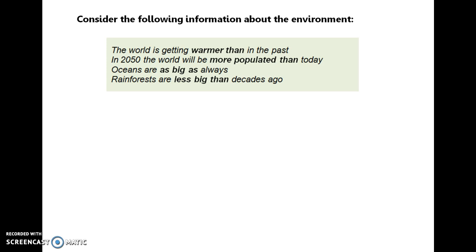As you can see, each of these sentences has a comparative adjective. In the first sentence, we compare temperature in the past and today. In the second sentence, population today is compared to population in 2050. In the third sentence, oceans today are compared to oceans always. And finally, rainforests today are compared to rainforests decades ago.